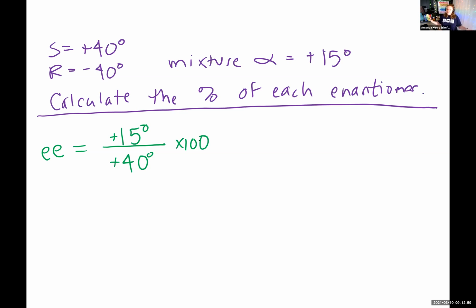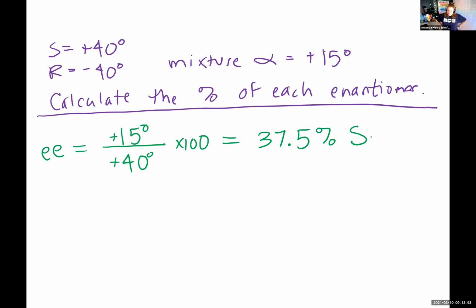So without doing any math at all, we already know that the percentage of S is going to be higher than the percentage of R because our mixture has a positive rotation and our S enantiomer has a positive rotation. That's a really nice way to check your work. We know that S is going to be greater than 50%, and R will be less than 50%. So we already have that part done. All right, let me grab my calculator here. So I get 37.5%. And I'm going to put S right here so we don't forget which one that is.